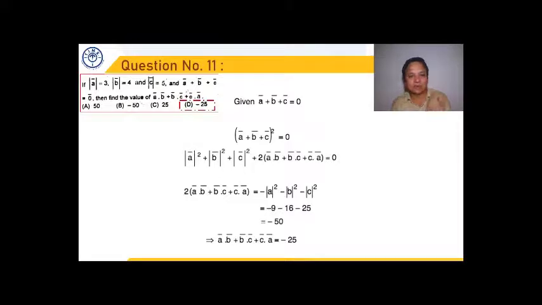Simply, we have done modulus of (A + B + C) whole square, and we use the basic identity, keeping in mind that A·B is the dot product. But we have to find the value of the term given in the bracket, and it has given us the values of modulus A, modulus B, modulus C. So we calculate that value. I hope this is clear.